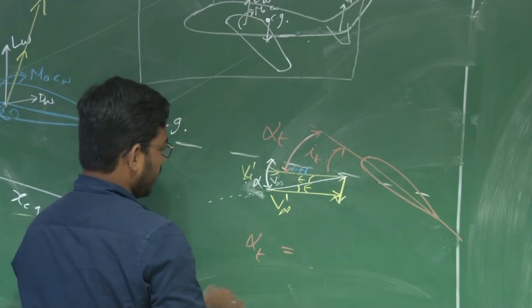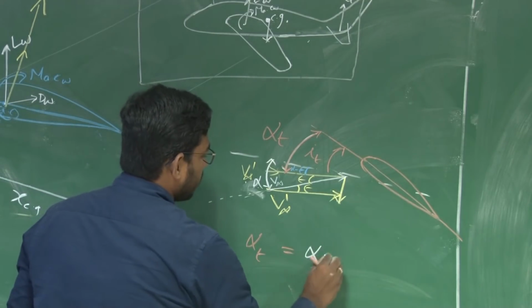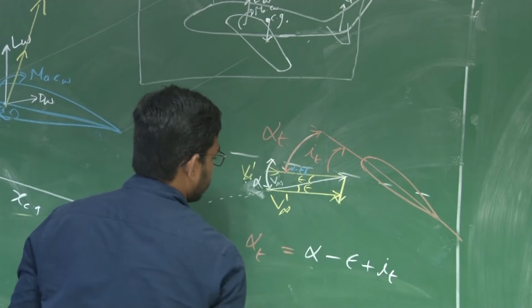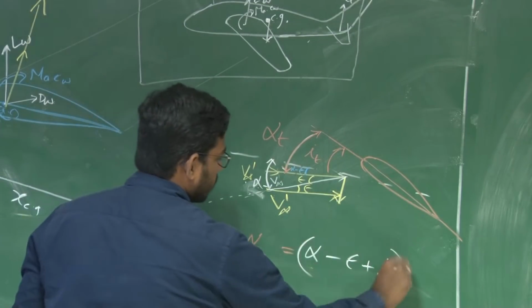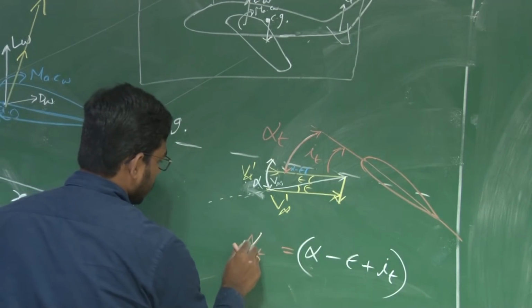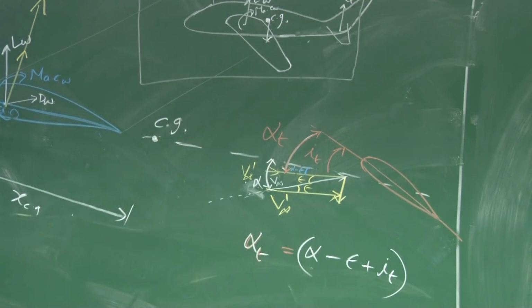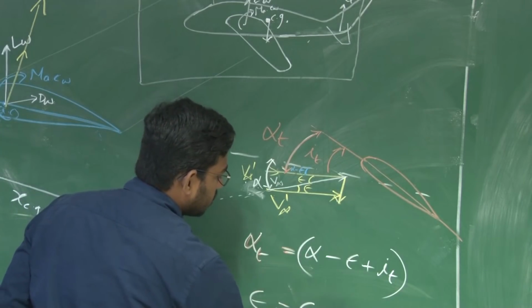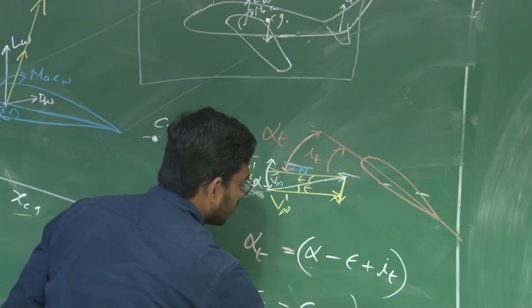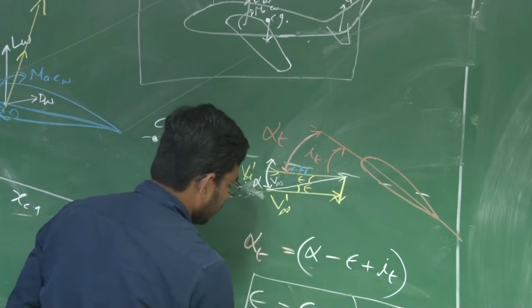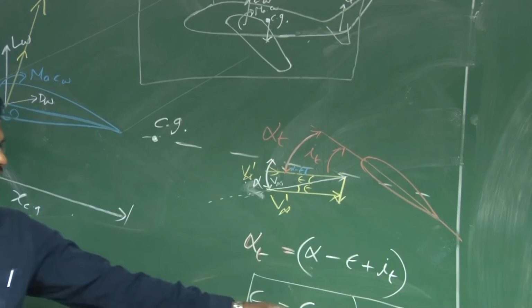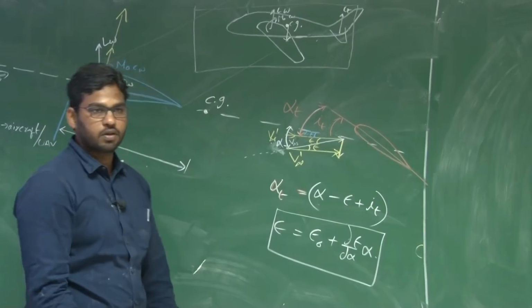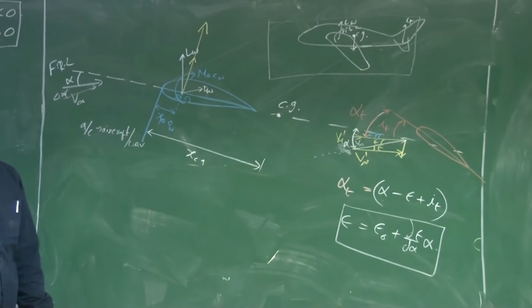Okay. So alpha at the tail is alpha minus epsilon plus i_t. So this is alpha at the wing. Where epsilon you can express as the downwash, dou epsilon by dou alpha into alpha. This we already discussed. So during this discussion we will neglect epsilon naught, which is very, very small, right? And we know how to get dou epsilon by dou alpha from thin aerofoil theory, we discussed in our previous lectures.